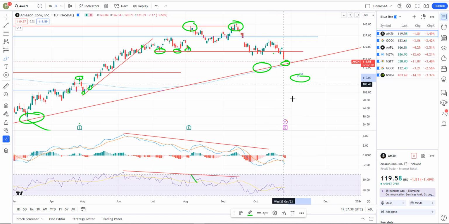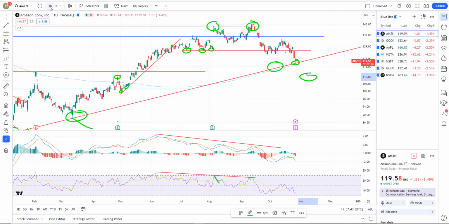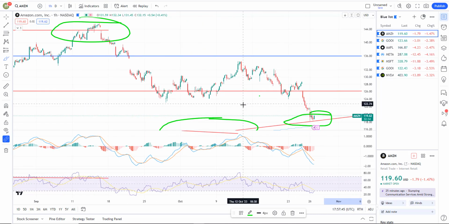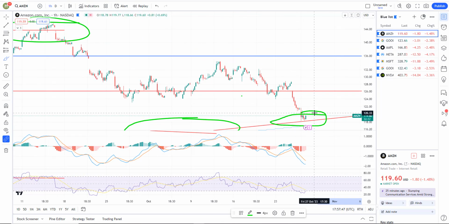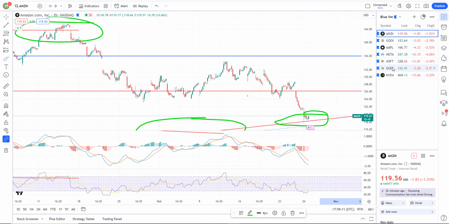The market's pretty oversold. I don't know. If I had to lean one way, I think we bounce, but it's definitely a higher risk to take a position just ahead of earnings. But there it is, Amazon on the hourly, sitting right there at support. Okay, moving on. We'll look at Google.